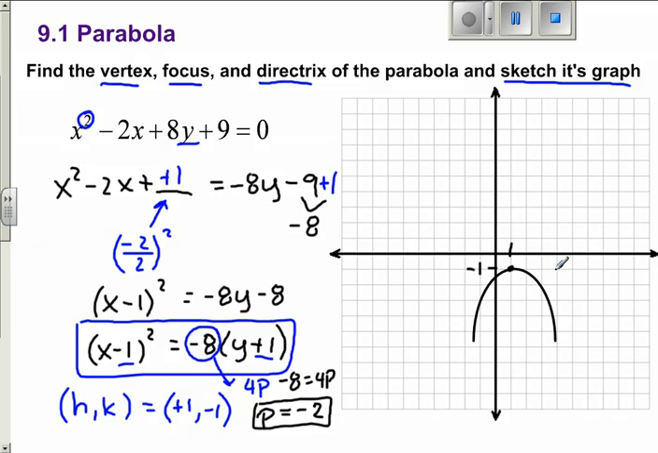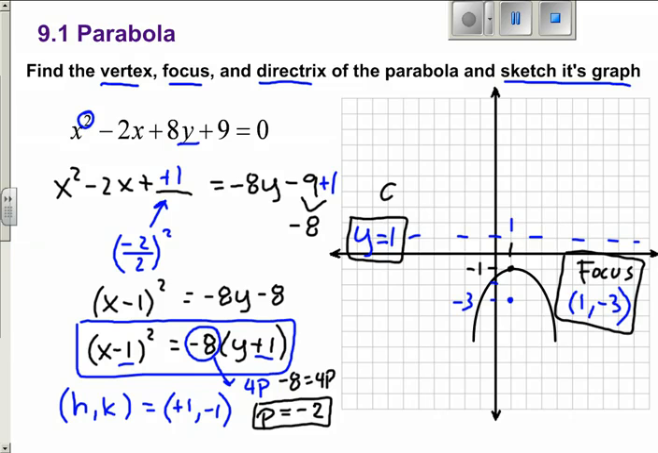In this case, your p is -2, so this will be your focus, which has coordinate of 1, -3. Your directrix would be the one above that, which would be over here. So that would be y equals 1. That would be your directrix. This would be your focus. This would be your directrix.